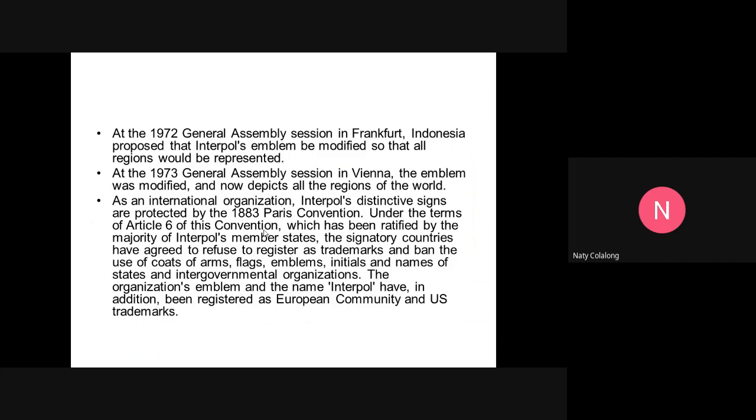As an international organization, Interpol's distinctive signs are protected by the 1883 Paris Convention. Under the terms of Article 6 of this convention, which has been ratified by the majority of Interpol's member states, the signatory countries have agreed to refuse to register as trademarks and ban the use of coats of arms, flags, emblems, and initials of the names of states and intergovernmental organizations. The organization's emblem and the name Interpol have in addition been registered as European Community and US trademarks.